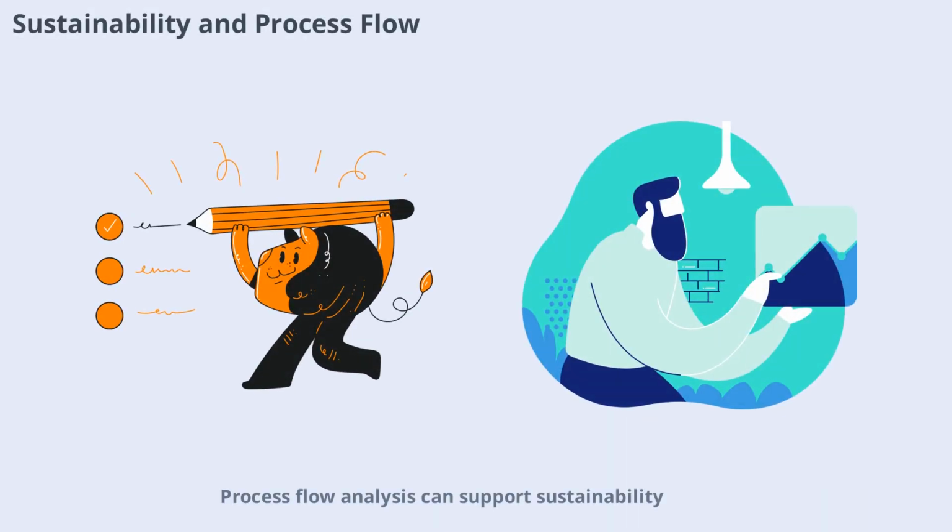Process flow analysis can support sustainability goals by identifying opportunities to reduce waste, energy use, and environmental impact. Sustainable processes not only benefit the planet but also improve efficiency and brand reputation. Integrating sustainability into process flow analysis is increasingly important for modern organizations.